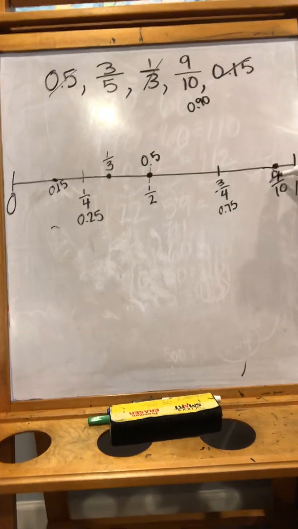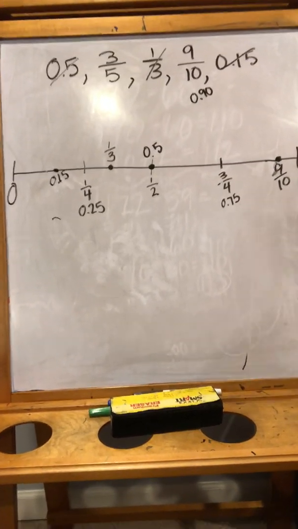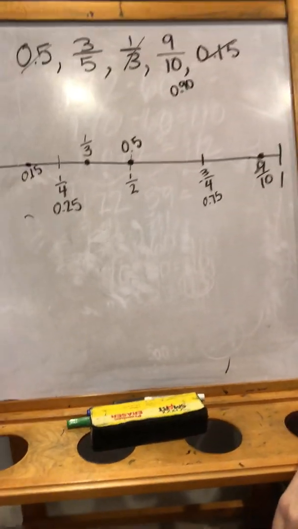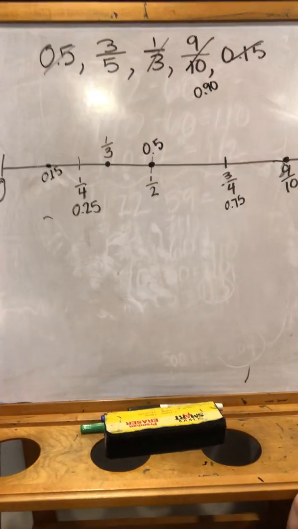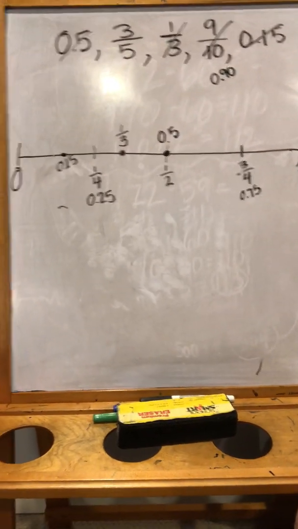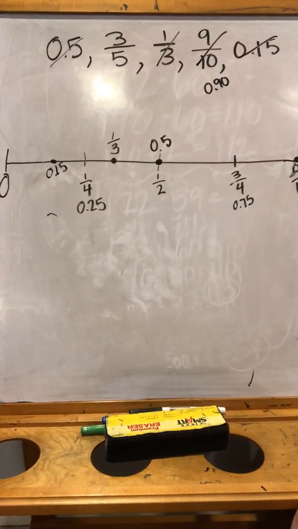And 9 tenths is almost equal to 1 whole. Right, exactly. So this is close to 10 tenths. Good. Okay. Excellent. Okay. 3/5 is a tricky one.